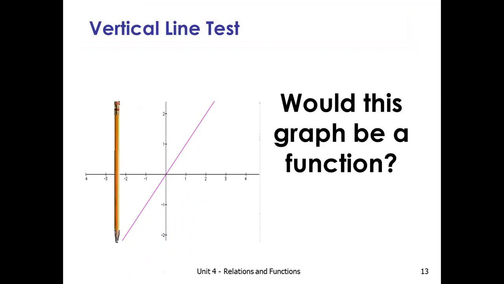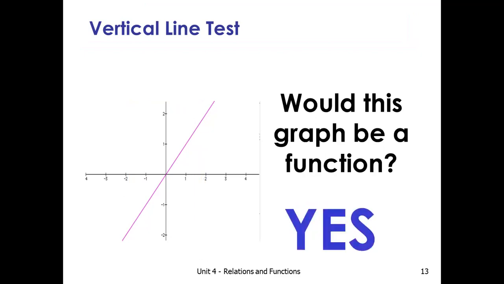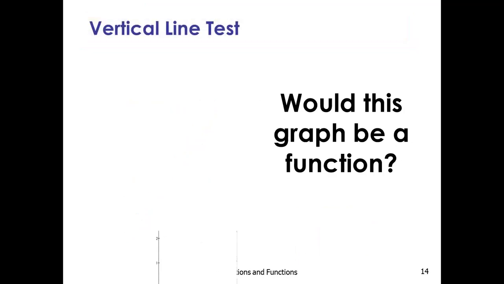So if we pass the pencil through this line from negative x to your positive x, it has only one point. So this linear equation passes the vertical line test. Okay, so it's a yes. Would this graph be a function? So it's a yes.